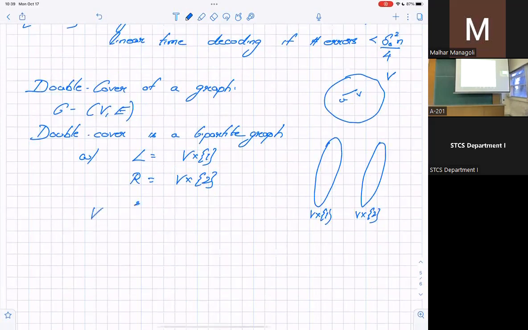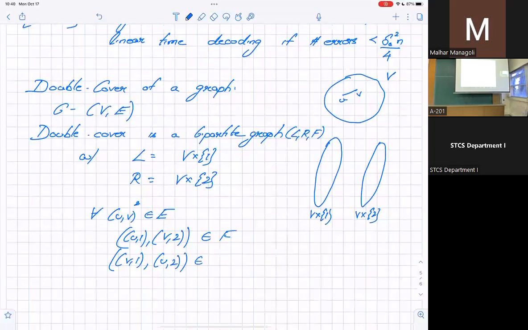And for all UV belonging to the edges of the original graph, the double cover is a bipartite graph with L, R, and F. We have U1 and V2. This belongs to F, as well as V1 and U2. So you add both of these. Right? So there are two copies: U1, V1, U2, V2. That's the double cover graph.